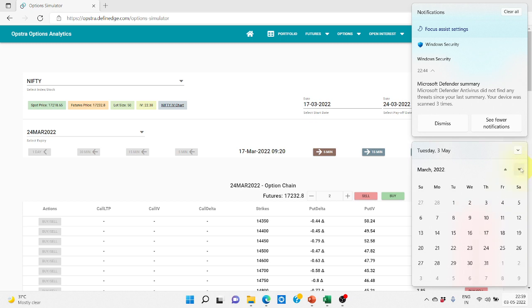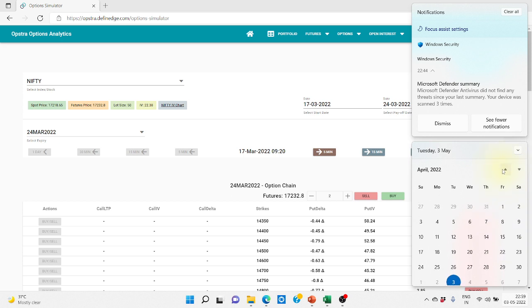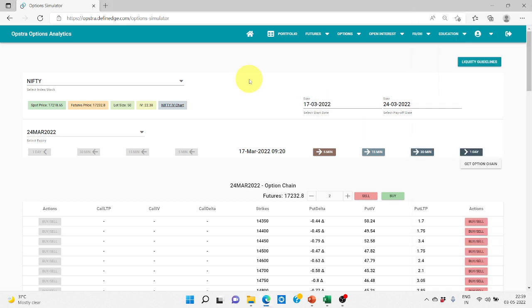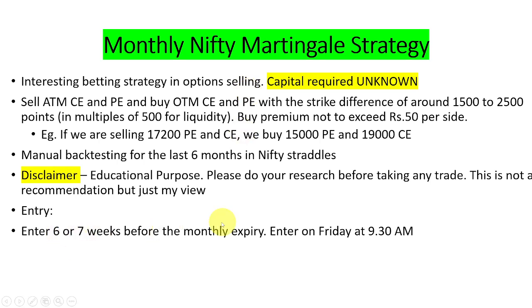And for the month of April, it is 1, 2, 3, 4, 5, 6, 7, because there are 5 weeks of expiries in the month of March. So here we'll be entering on 18th, and for the other case we'll be entering 6 weeks from expiry. That is why I have said 6 or 7 weeks before the monthly expiry. Usually we take somewhere around 45 days or 50 days, because we are majorly focusing on time decay here, and that is the only reason we are entering a bit early.